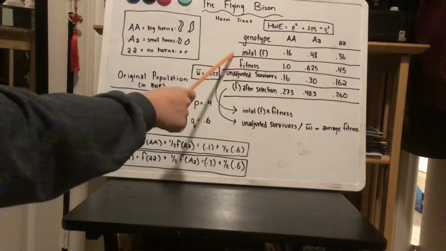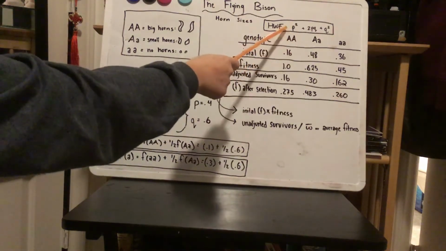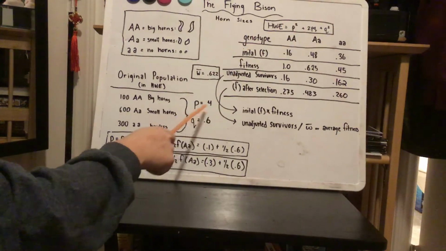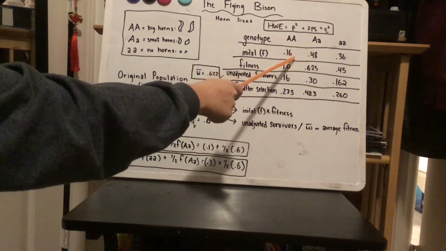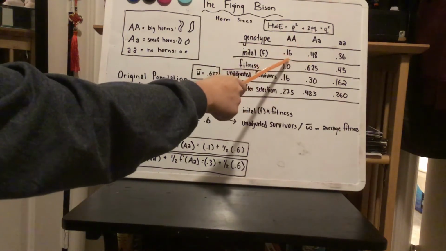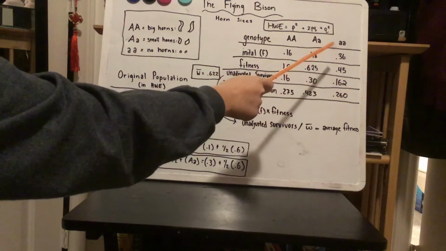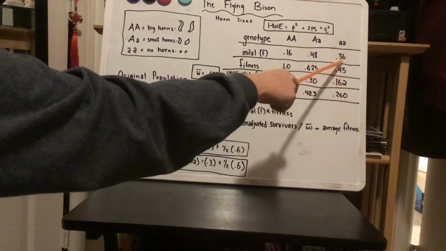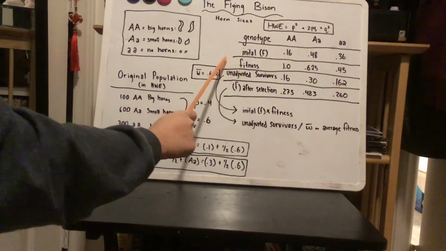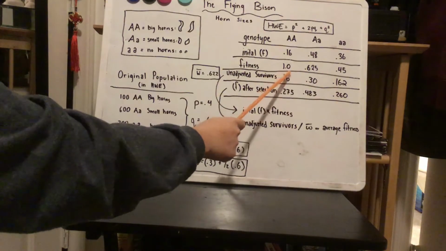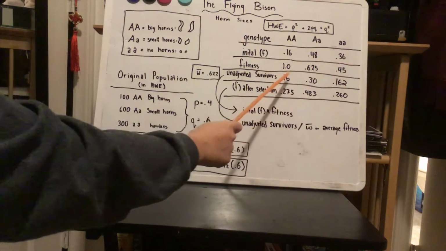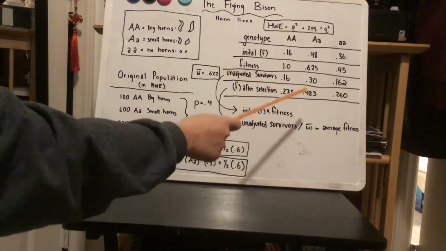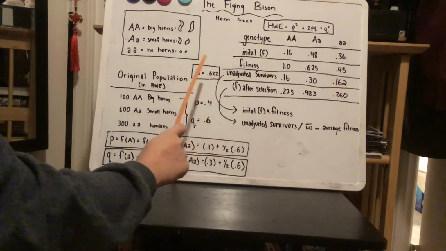So we have the initial frequency, which we just use this equation to solve for. We already have our P value, and then the frequency of big A big A is just P squared. And then big A little a is 2PQ. And then little a little a is Q squared. And then we have their fitness values, which basically is just how likely are they to survive in the wild. And then we have our unadjusted survivors, which once we add them all up, we get our average fitness.